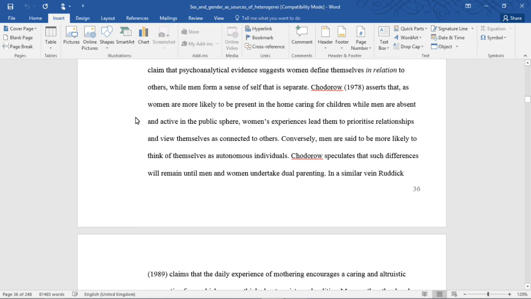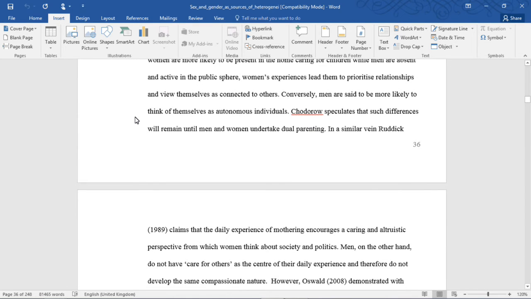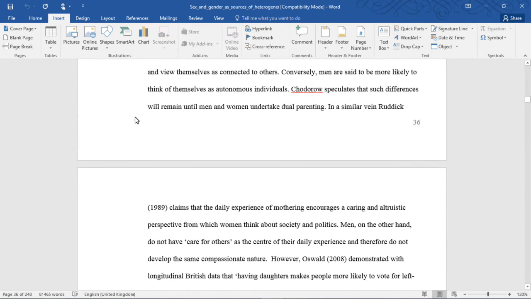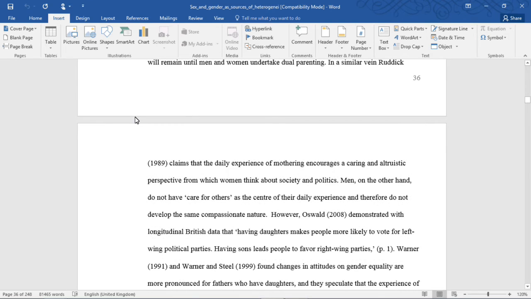Chodorow asserts that as women are more likely to be present in the home caring for children, while men are absent and active in the public sphere, women's experiences lead them to prioritize relationships and view themselves as connected to others. Conversely, men are said to be more likely to think of themselves as autonomous individuals. Chodorow speculates that such differences will remain until men and women undertake dual parenting.